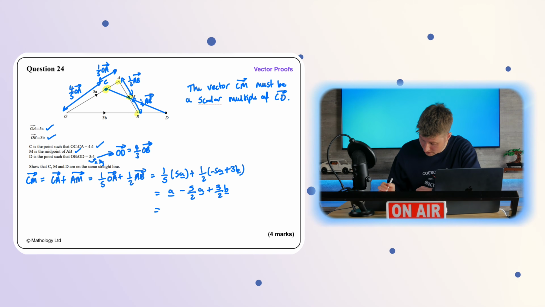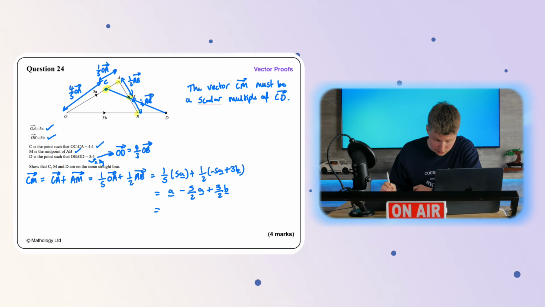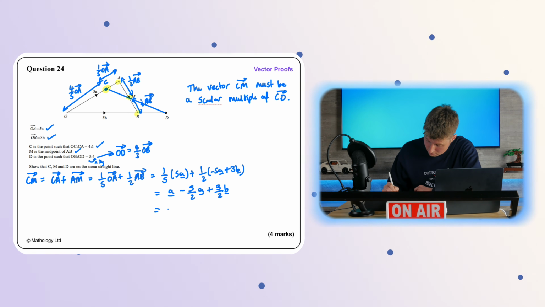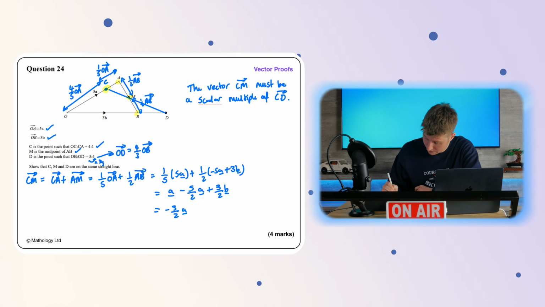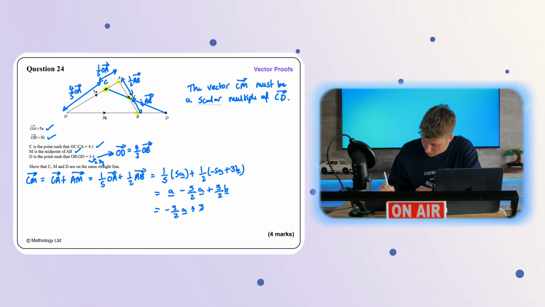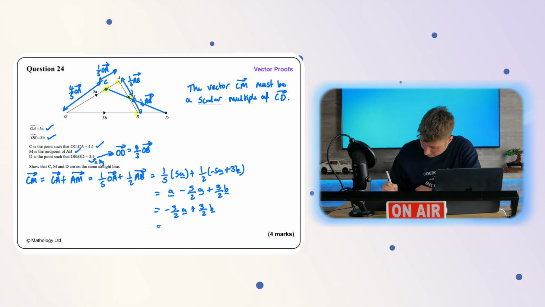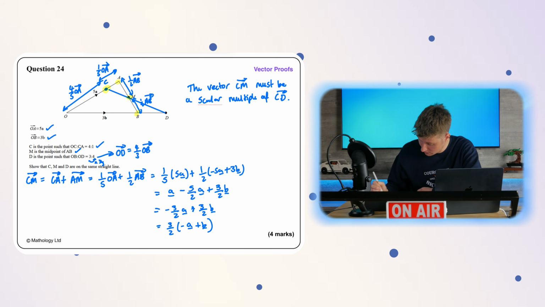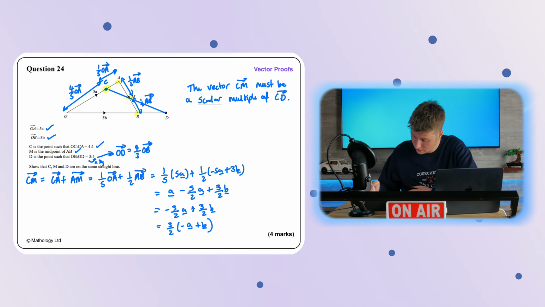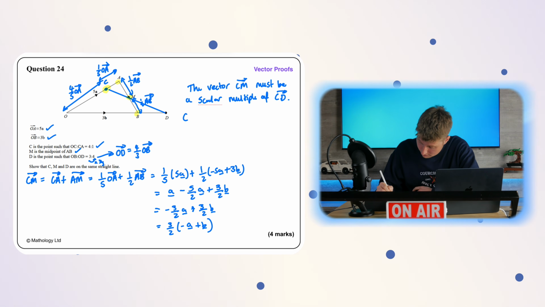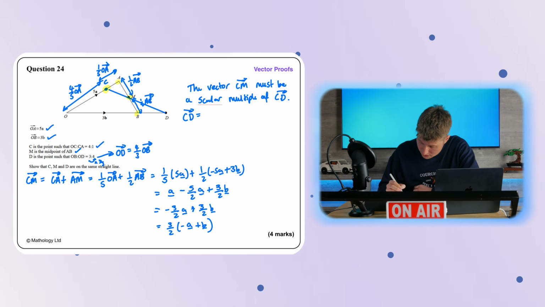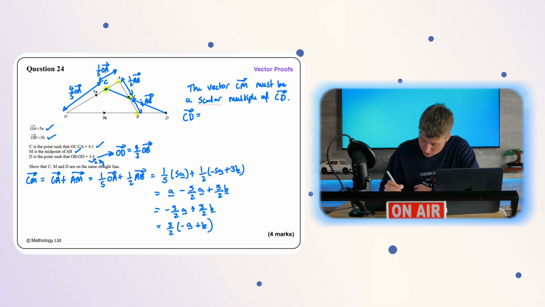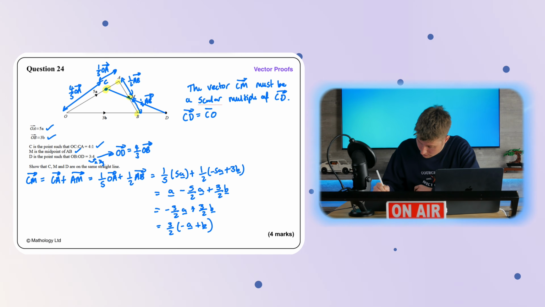So 1 minus 5 over 2 is equal to minus 3 over 2A, and then we've got this plus 3 over 2B. So we can take a factor of 3 over 2 out to the front and inside get minus A plus B, and you'll see why I would do this in the next step. So the next thing we need to work out is CD. So to get from C to D, all we're going to do is go to CO, and then we're going to add O to B, and then we're going to add B to D.